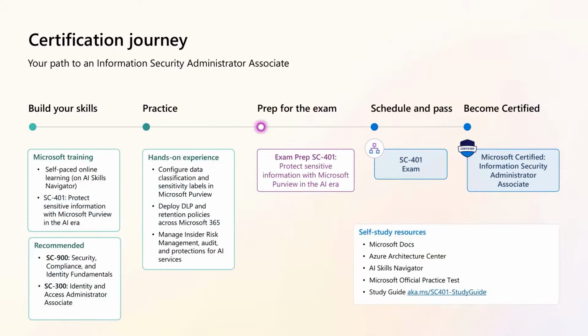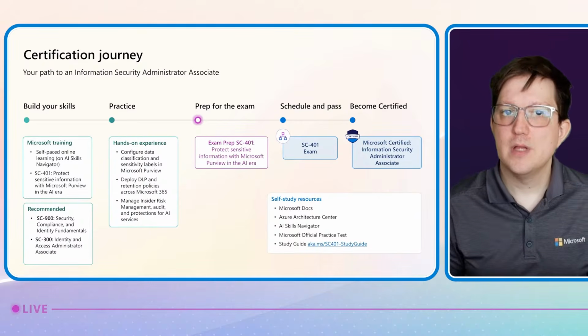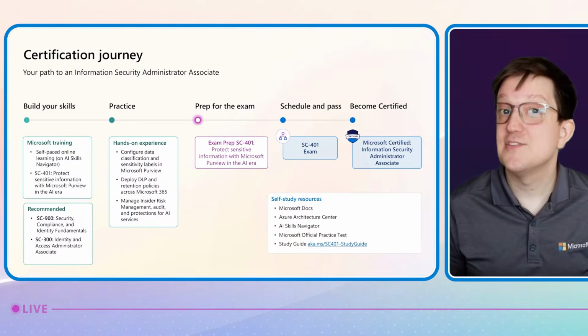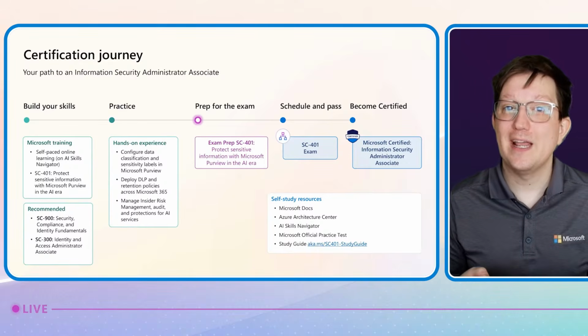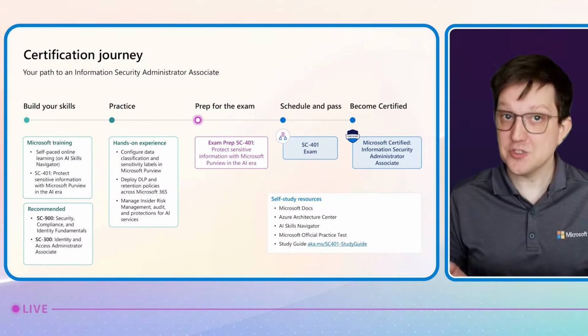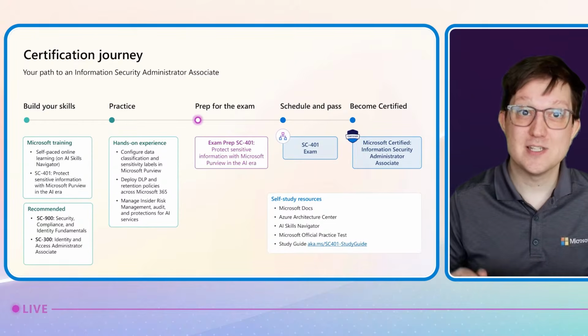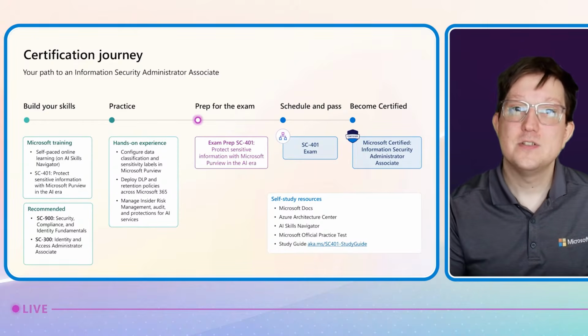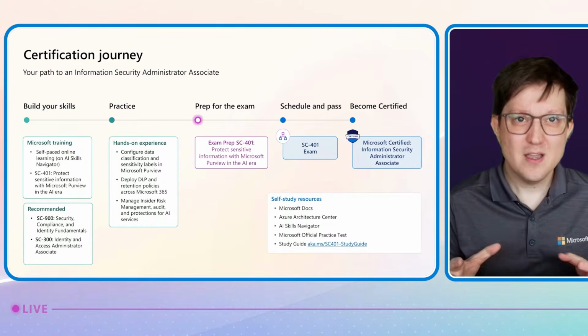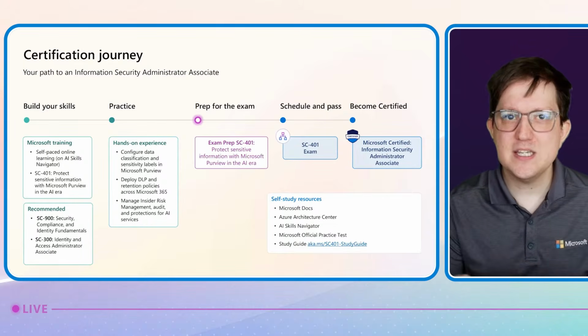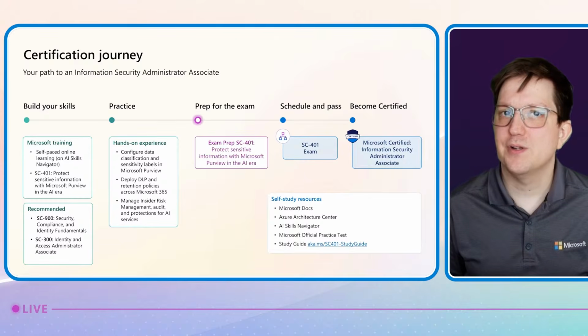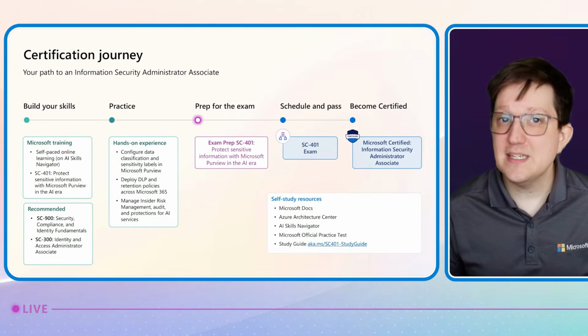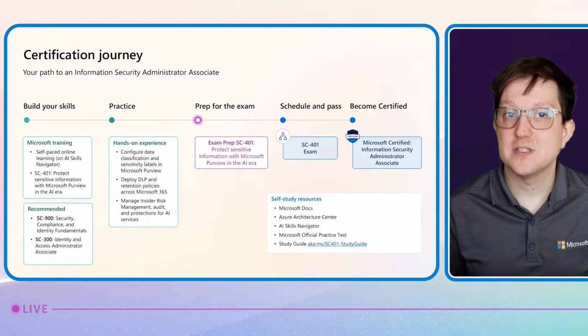Now, when you undertake the exam itself, it's going to put you directly on the path for the Microsoft Certified Information Security Administrator Associate Certification. There are 4 key pillars to your journey: a little bit of Microsoft training, including any instructor-led courses, some self-paced online learning through the AI Skills Navigator, hands-on experience, and of course, the exam prep sessions like the one you're looking at today. To make sure you get that hands-on experience, focus on things like data classification, sensitivity, DLP, and retention policies. There are also broader things within the insider risk management ecosystem to encounter.